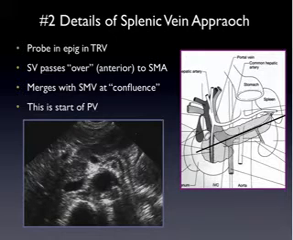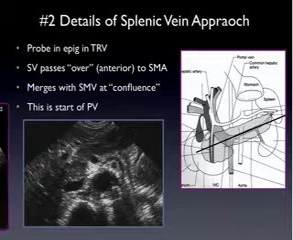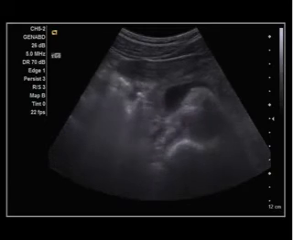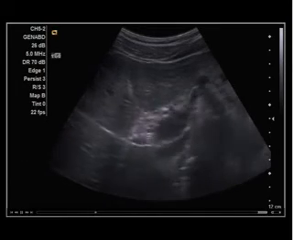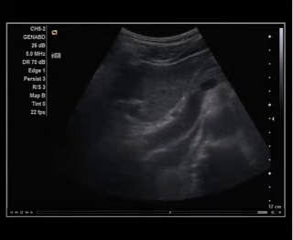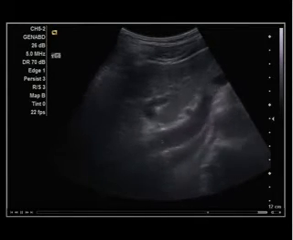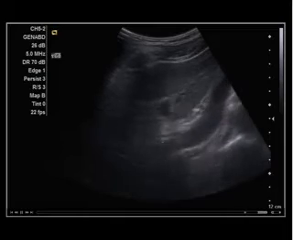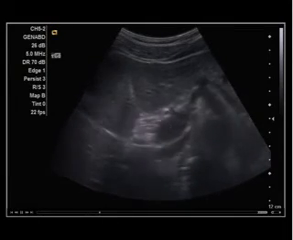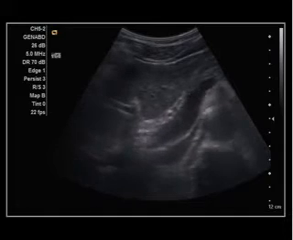We have the aorta, SMA. The splenic vein is starting to cross over. And then we see the splenic vein once again. This is going to form the portal vein. So let's take a look at this. So we're seeing the splenic vein now in longitudinal turning into the portal vein right through here. Let's watch that again. So we see the splenic vein going over the SMA, and now it's going to form the portal vein.